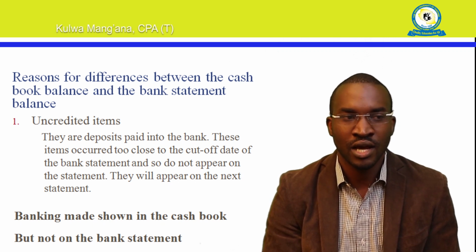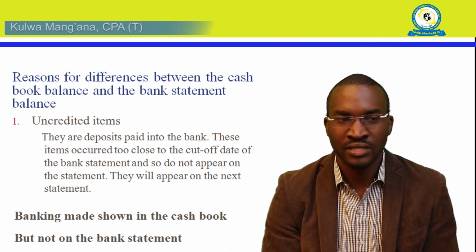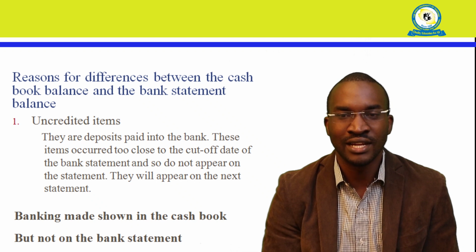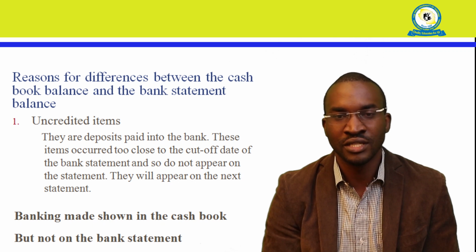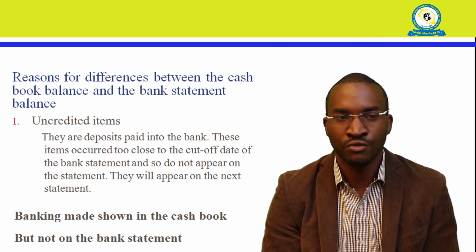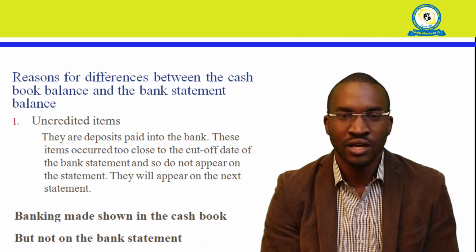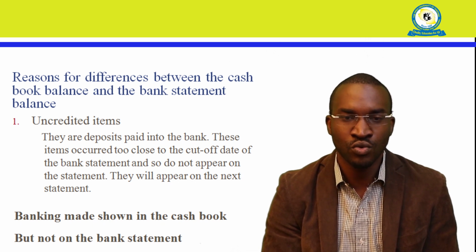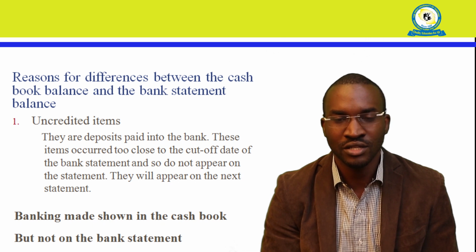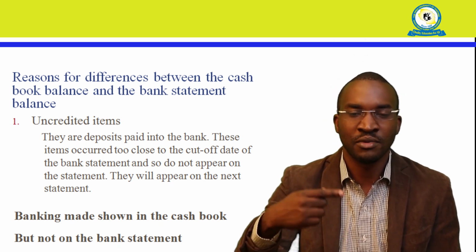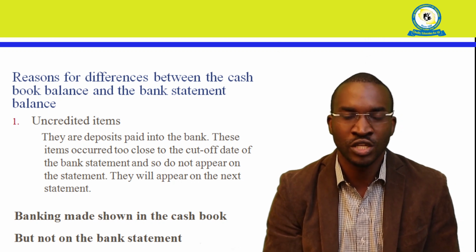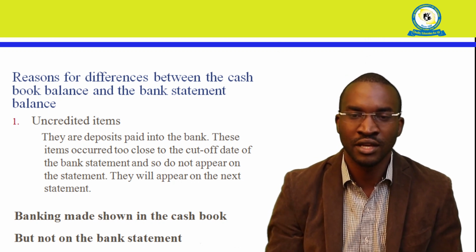For example, maybe you pay salaries very late, say on 30th March, and you record this transaction in your cash book on that date. But it takes time for it to be credited to your bank statement. Maybe it will be credited in the forthcoming month, so you won't be able to see it when you take your bank statement that ends at the end of 30th March.